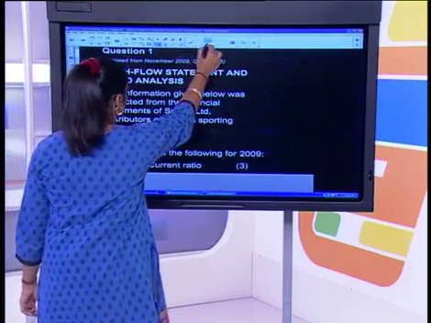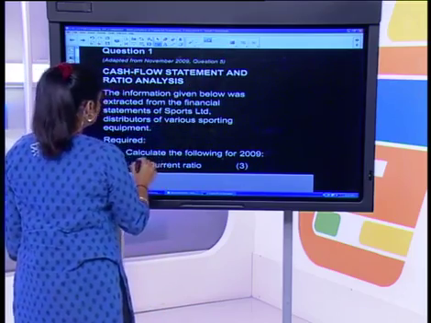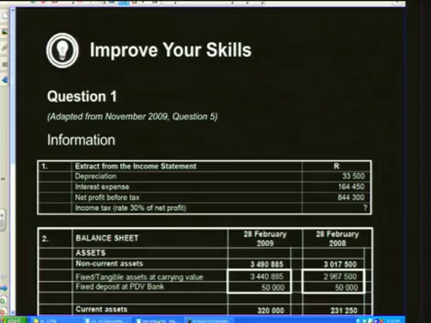The question that is given to us, the information below was extracted from the financial statements of Sports Limited, distributors of various sporting equipment. Now, before we look at what is required, let's look at the information itself. Okay, let's go to the info.